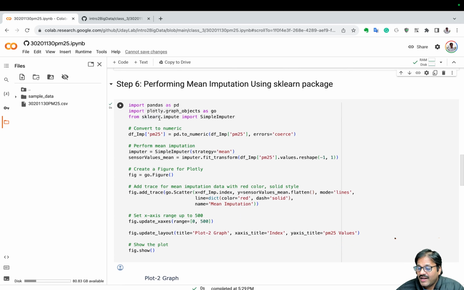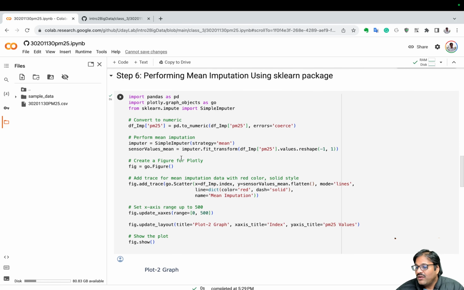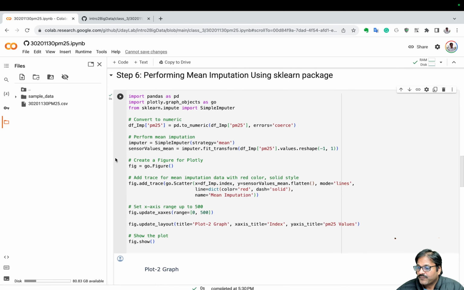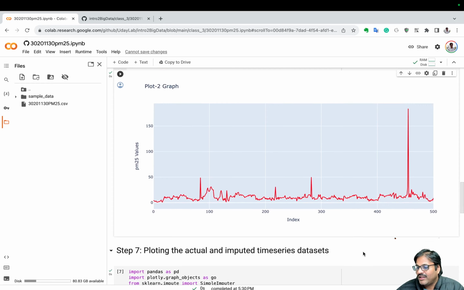Now, using sklearn, we are going to implement mean imputation. So you can see here, we are going to perform the mean imputation, and we are going to predict the values. Once we perform mean imputation, we are plotting the mean imputed time series data. So here we have received the time series data with mean imputed values. You can see now we have predicted the time series for the missing values.